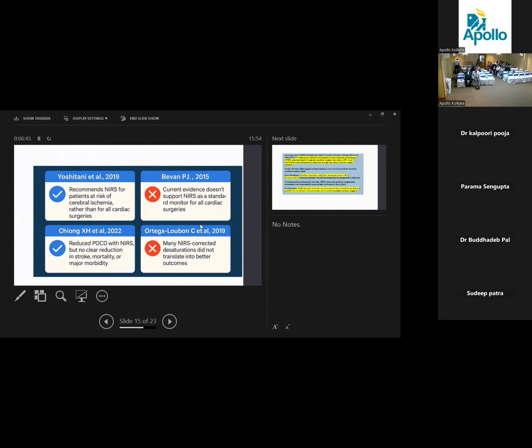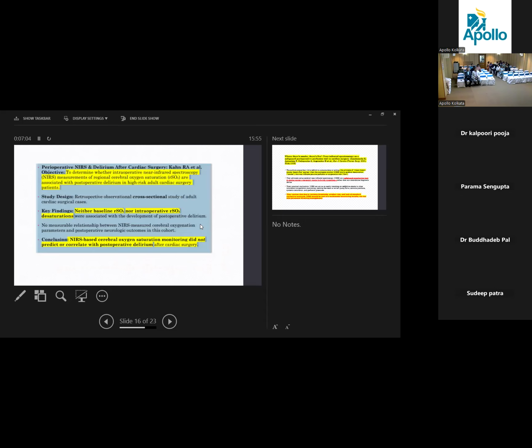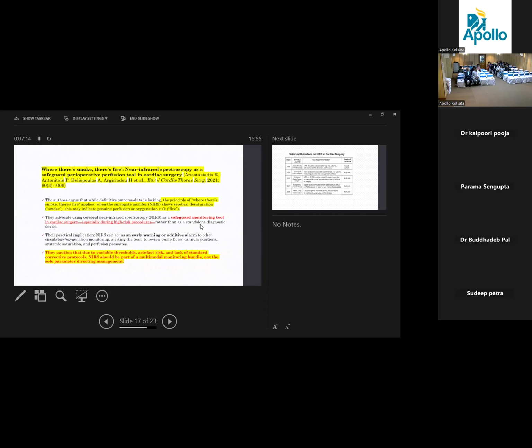Looking into a few other studies, like Yoshidani et al. in 2019 recommended NIRS for patients at risk of cerebral ischemia rather than for all cardiac surgeries. Ortega in their study also found that many NIRS-corrected desaturations did not translate into better outcomes. With another new study by Khan et al., who found that NIRS-based cerebral oxygen saturation monitoring did not predict or correlate with postoperative delirium after cardiac surgery.